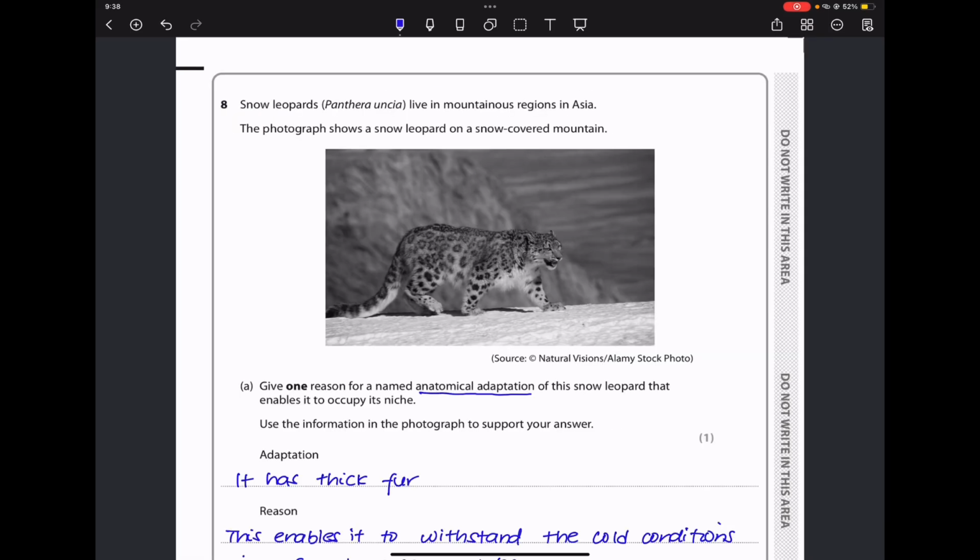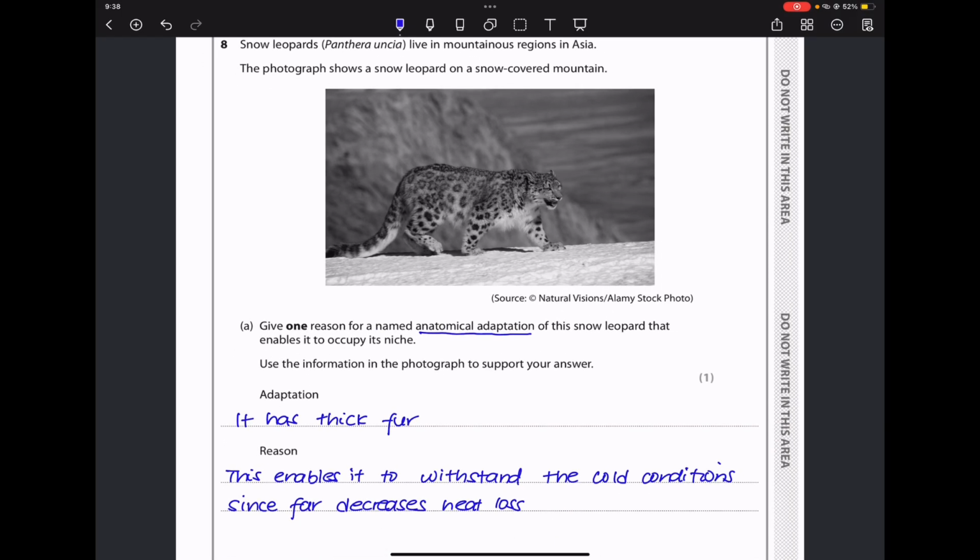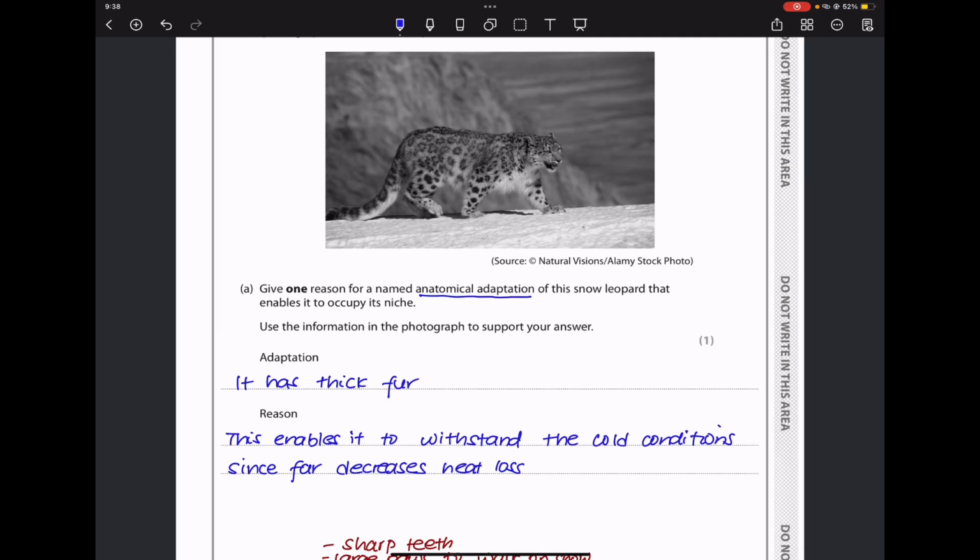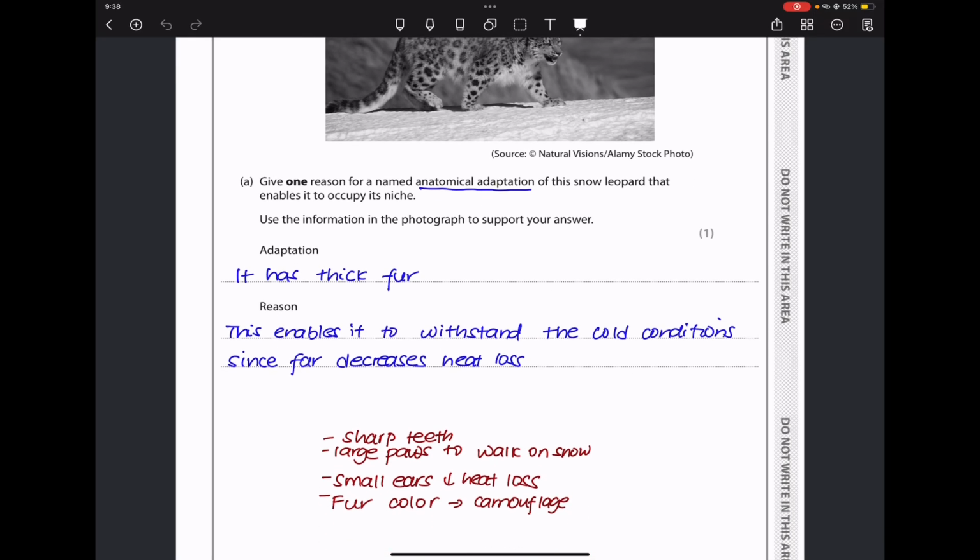Question 8. Snow leopards live in mountainous regions in Asia. The photograph shows a snow leopard on a snow-covered mountain. They say give one reason for a named anatomical adaptation of this snow leopard that enables it to occupy its niche. Use the information in the photograph to support your answer. So the adaptation I chose was it has thick fur, and because it's walking on ice, we can see the conditions are cold. The thick fur prevents heat loss, so this enables it to withstand the cold conditions since fur decreases heat loss. And again, this should be FUR.